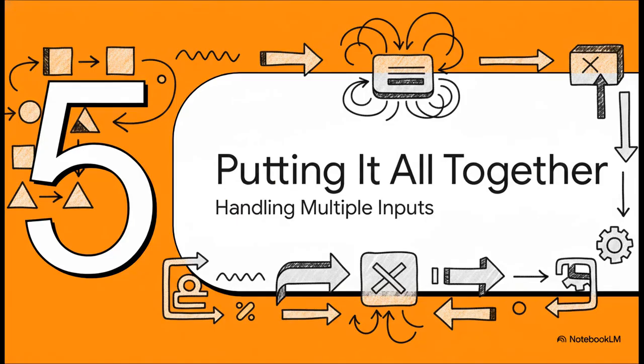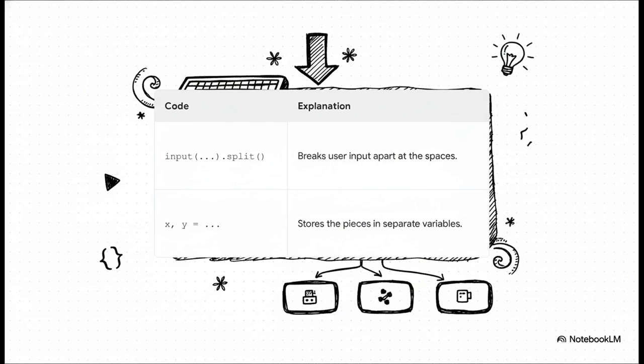Okay, we have all the pieces for a basic chat now, but what if you want to give Python a few pieces of information all at once? Let's look at one more pro tip to make our conversations a little more efficient. Here is a fantastic shortcut. If you need to get multiple pieces of information, like 2 numbers, you can add .split right at the end of your input line. What this does, as the slide shows, is it takes whatever the user types and just breaks it apart at the spaces. Then, you can assign each of those pieces to a different variable, like x and y here, all in one shot. It's a really efficient way to get more info.